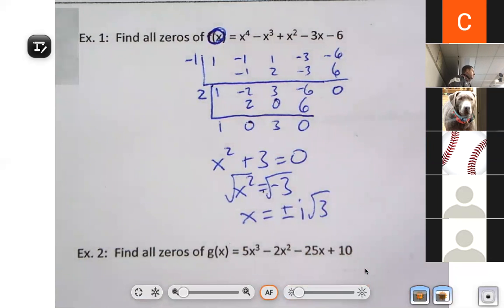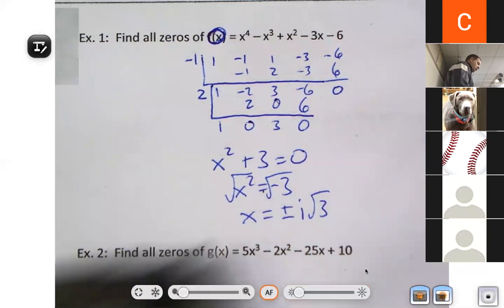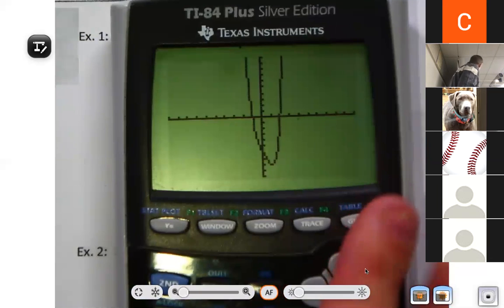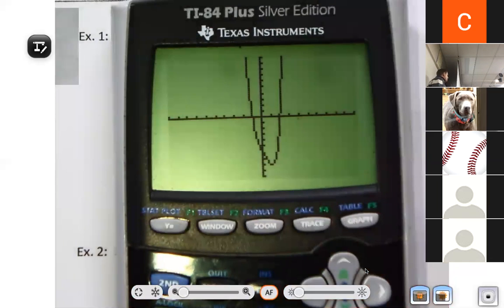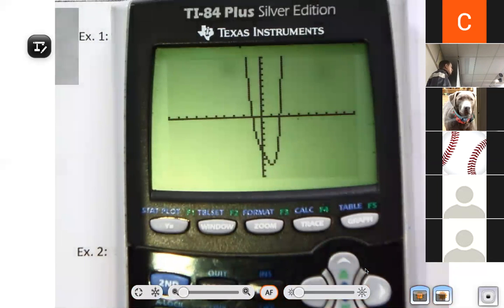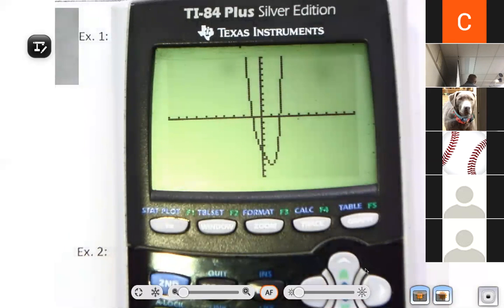That's also why, when we graphed it, it was only crossing the x-axis twice. Anytime you have imaginary answers, you'll never see those show up on your graph anywhere. So just because the graph is only crossing the x-axis twice, that doesn't mean there's only 2 answers. You could have imaginary ones.